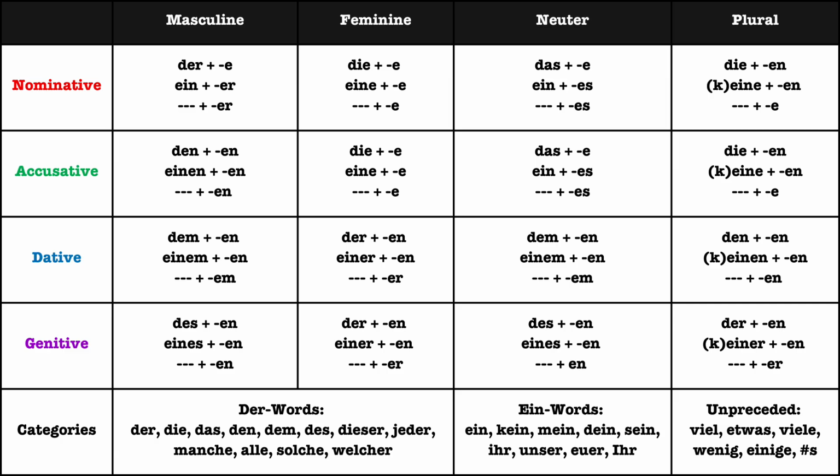Another helpful part about this chart is that down at the bottom it has a list of what counts as a der word, what counts as an ein word, and what counts as unpreceded. Just don't forget that the little hashtag there is not a hashtag, it's the number sign. So number plus s equals numbers.